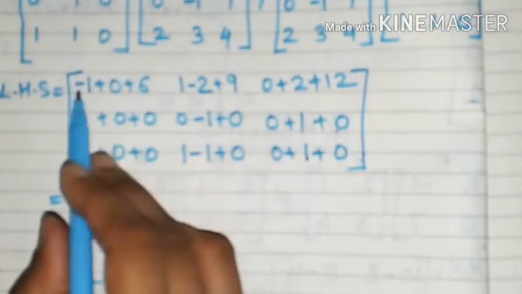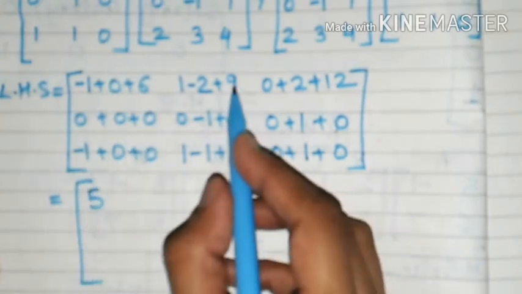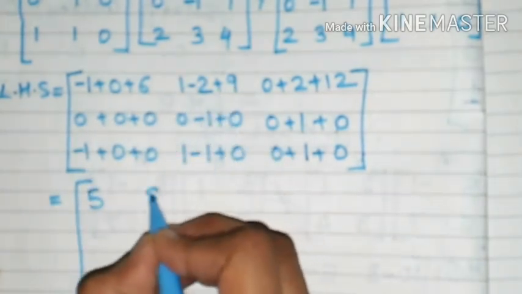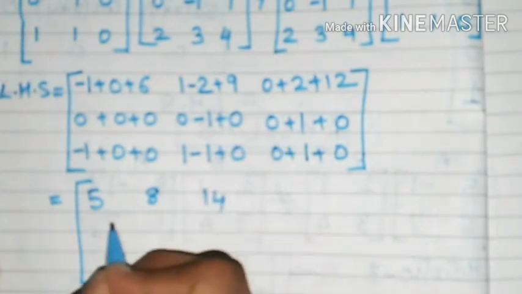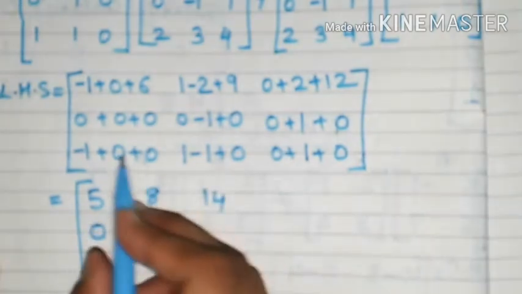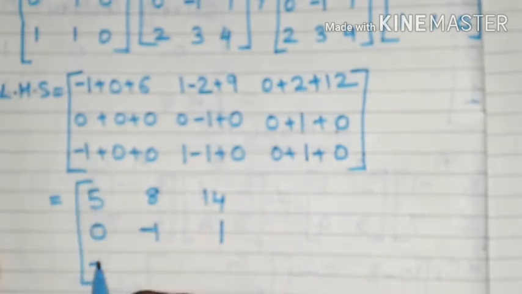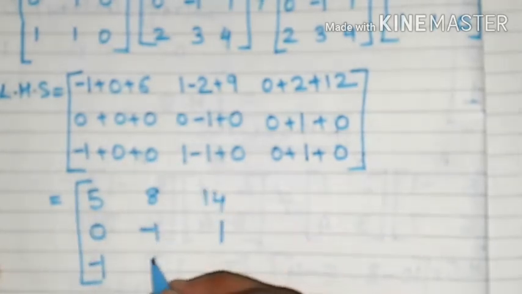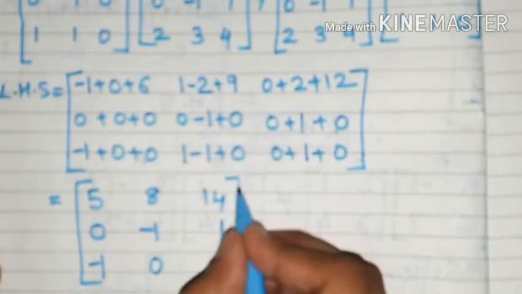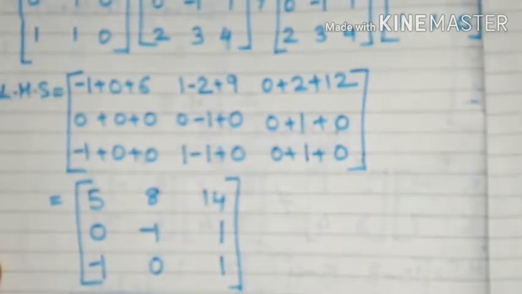So this will be 6 minus 1, which is 5. This will be 10 minus 2, which will be 8. This will be 14. This second row will be 0. This will be minus 1 and 1. Again in the third row you will have minus 1. This will be 1 minus 1, 0. And this will be 1. That's all. This is the left hand side.